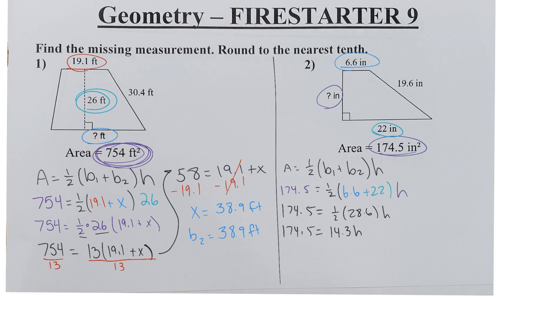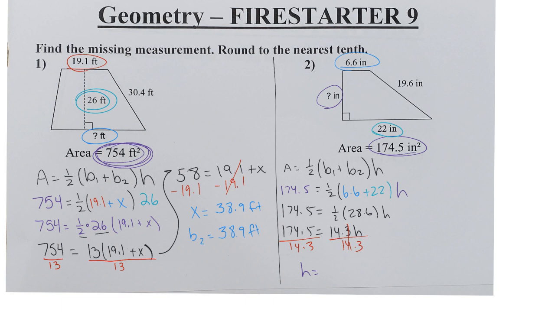Now remember, if it's a number in front of the letter, it means it's multiplication. And I tell you guys, to get rid of multiplication, you divide by that number on both sides. That's how it cancels out on the right side. So I'm left with h equals, I just do in my calculator, 174.5 divided by 14.3. I'm left with 12.2.